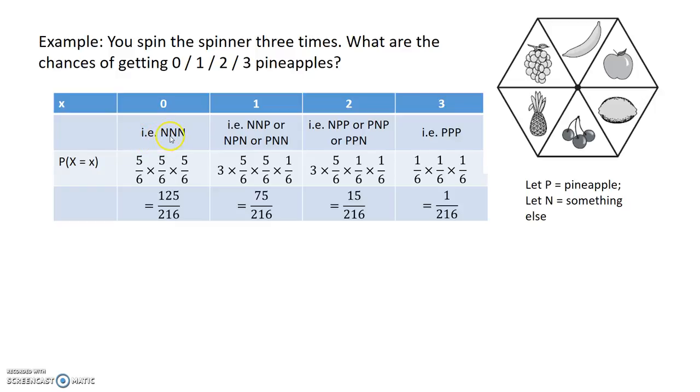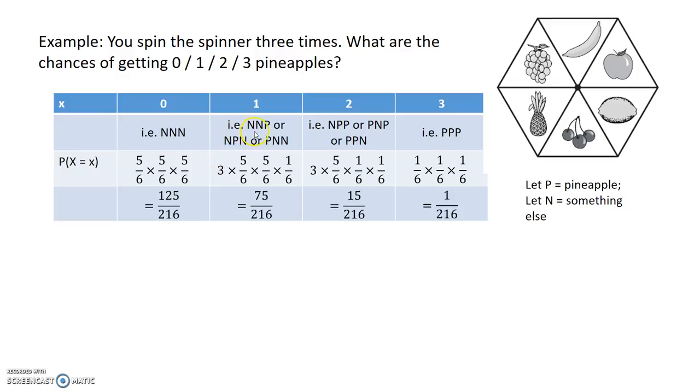Okay. On my little table here, I've used P for pineapple and N for not pineapple. Okay. So how can I get no pineapples? By getting not, not, and not. So there's only one way for that to happen, and there's 6 results and 5 of them are not pineapples, so 5/6 is the probability of getting not pineapple. We do it 3 times, so you cube that.